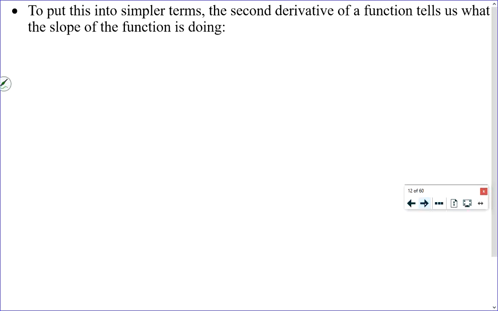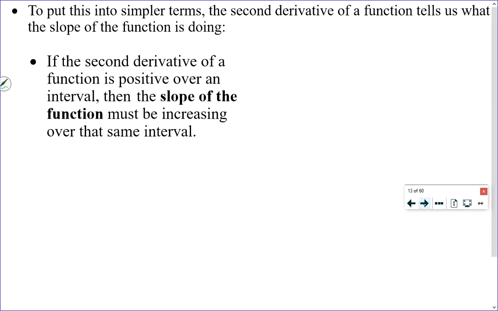I'm going to think about how that interpretation would pertain to the slope, because I think I can use that in the next lesson, the next time I teach this. Let's get specific now. If the second derivative of a function is positive over an interval, that means going from left to right, the slope of the function is increasing.